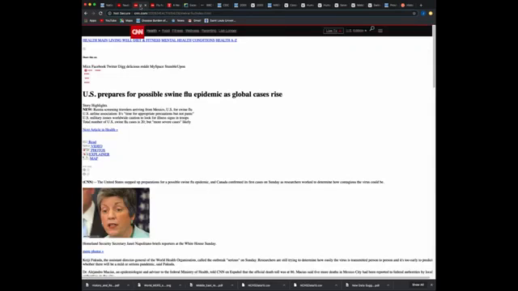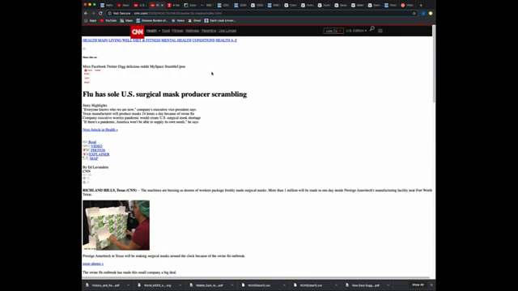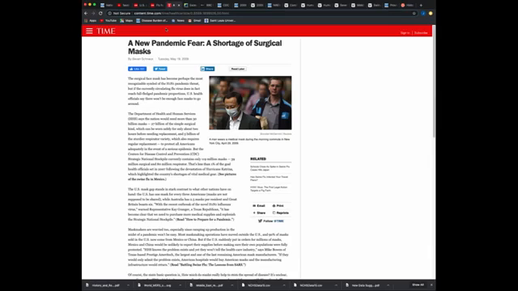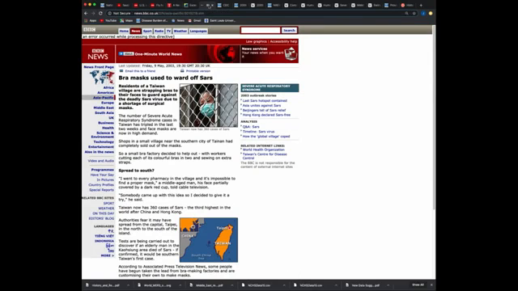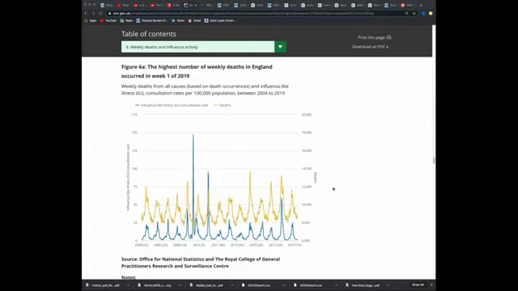The U.S. prepares for possible swine flu epidemic as global cases rise. Flu has the U.S. surgical mask producers scrambling. A new pandemic, fear, shortage of surgical masks. We've heard these things before. This is from May of 2009. The same kind of hysteria went on with SARS in 2003. While we look at this bra mask from the 2003 SARS panicdemic, it's not any different from the tablecloth bandana and other ridiculous things being suggested today.